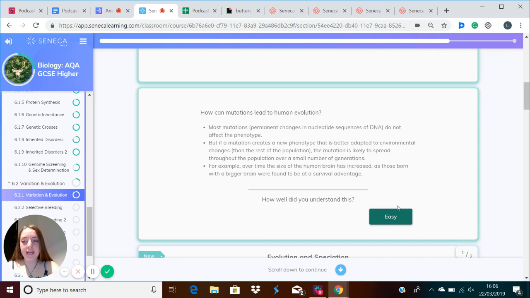But if a mutation creates a new phenotype that is better adapted to environmental change than the rest of the population, then the mutation is likely to spread through the population over a small number of generations. For example, over time, the size of the human brain has increased, as those born with a bigger brain were found to have a survival advantage.